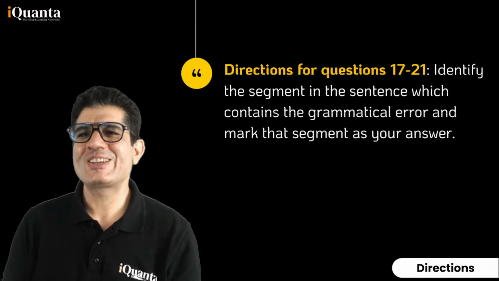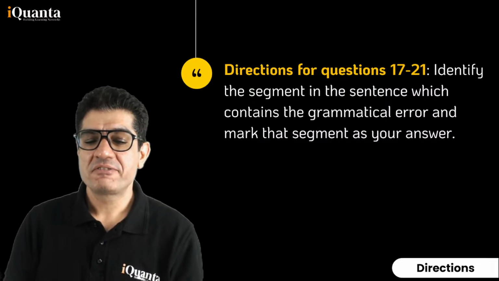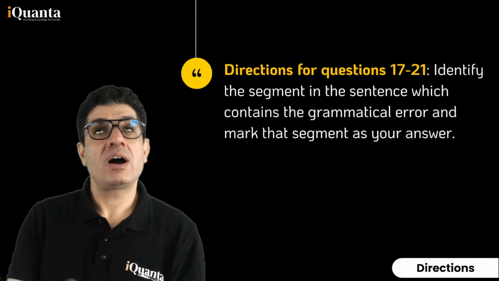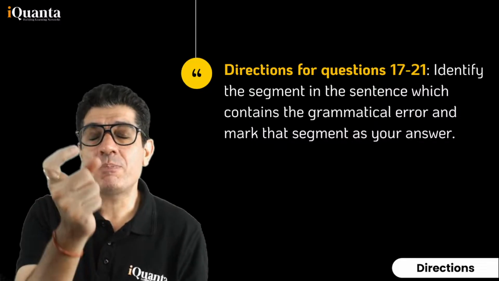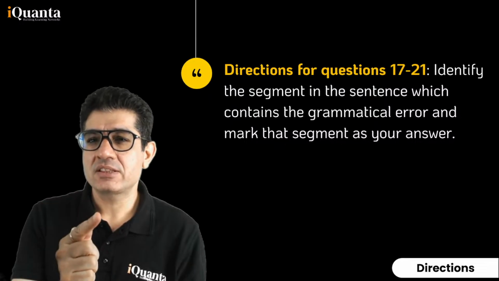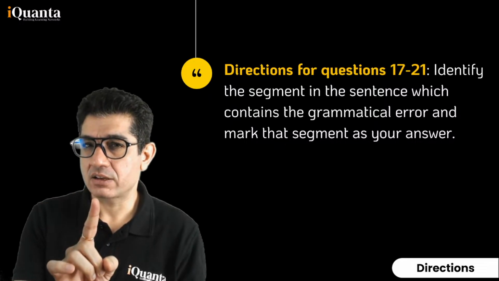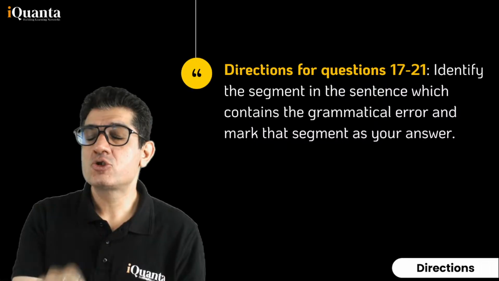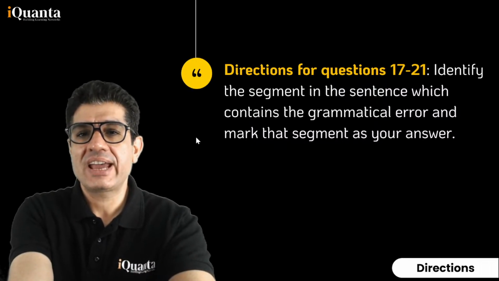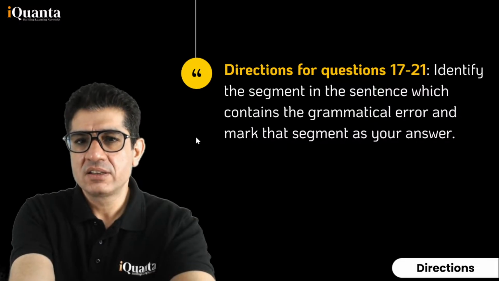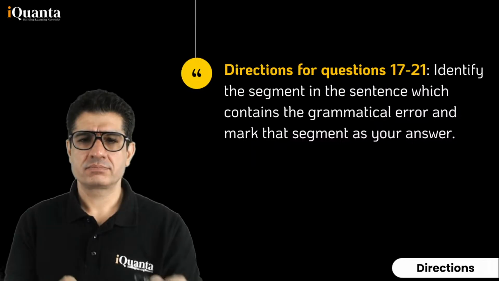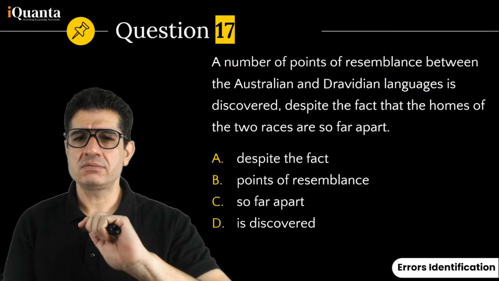Here is the next set of 5 questions. So I'll give you a sentence. Now I will take out some segments from that sentence. One of those segments may have an error, in which case you choose or indicate or mark that segment as your error. Okay. So that'll do. So here you go. Question number 17.